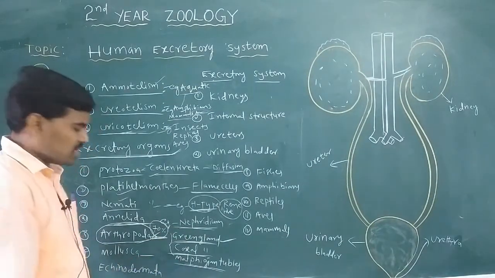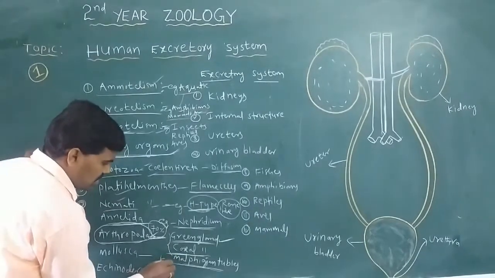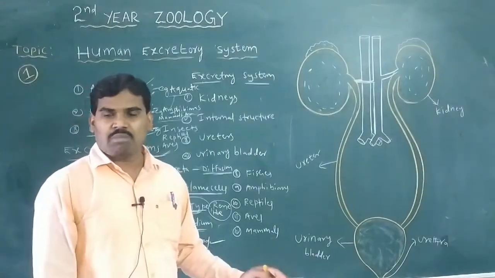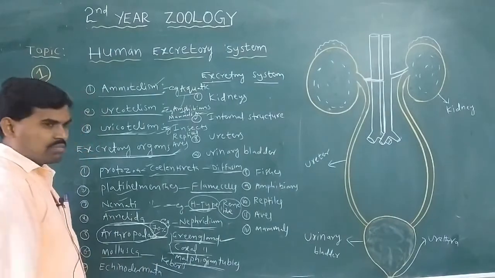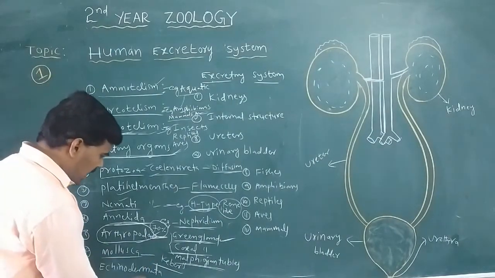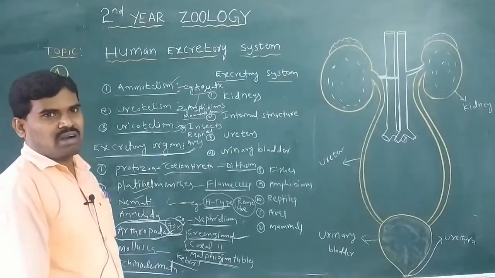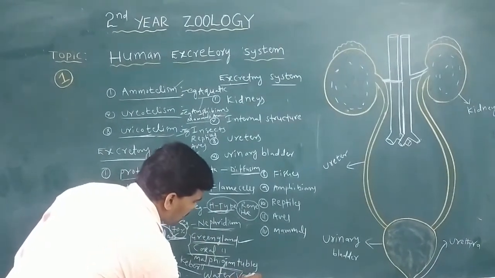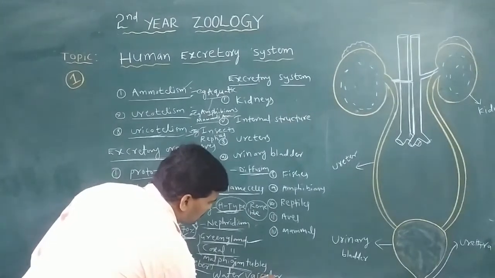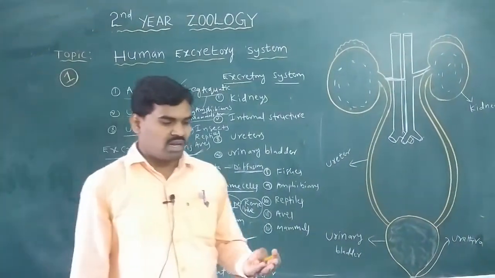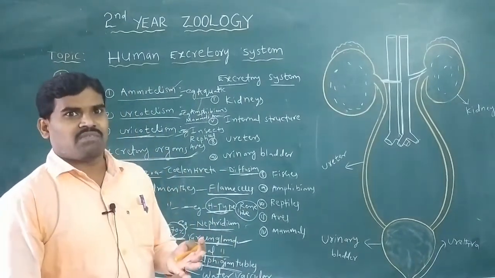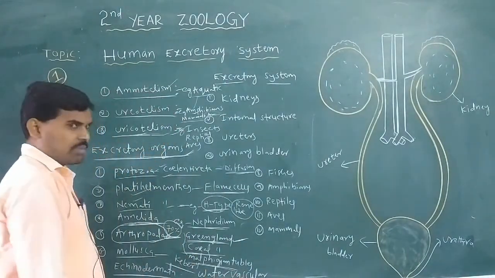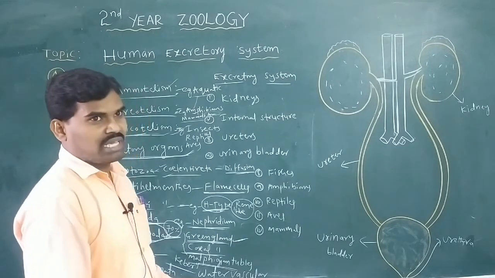Next, the molluscan phylum of animals has Keber's organs. In the molluscan phylum, this excretory organ is present. Next, Echinodermata. In Echinodermata, excretory organs are absent, but the water vascular system performs excretory functions, respiratory functions and digestion. So three functions go through the water vascular system. In the Echinodermata phylum, the water vascular system performs the excretory function.